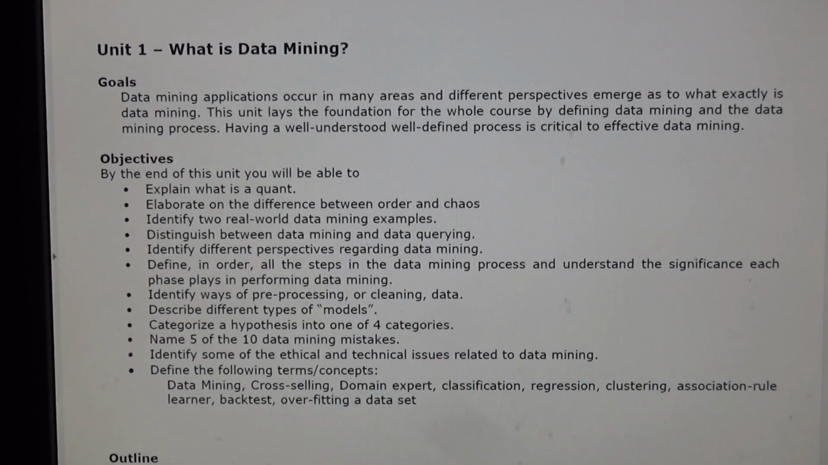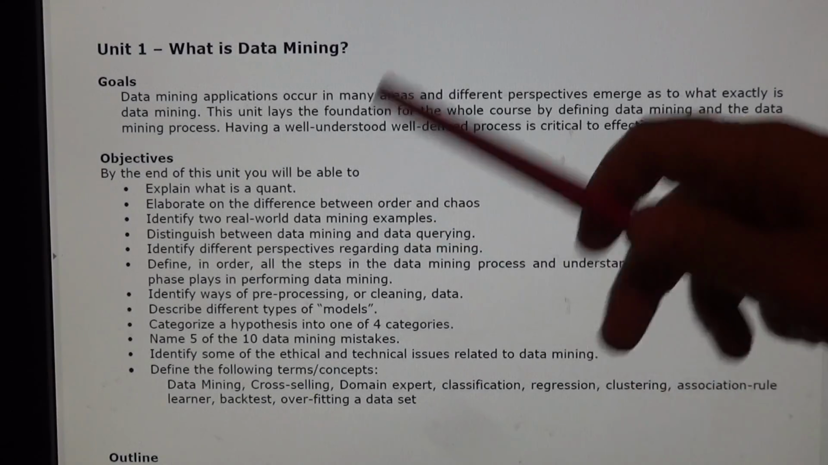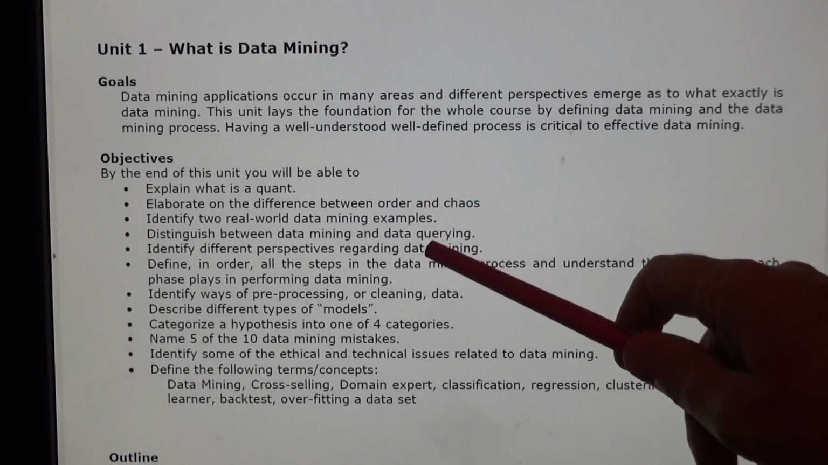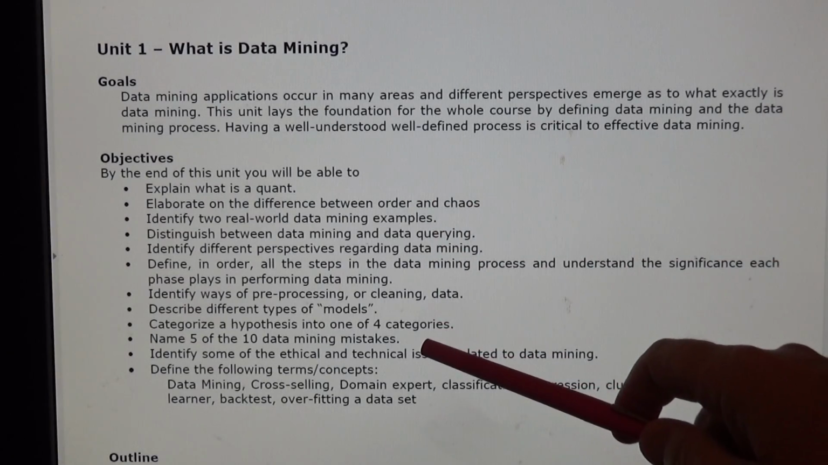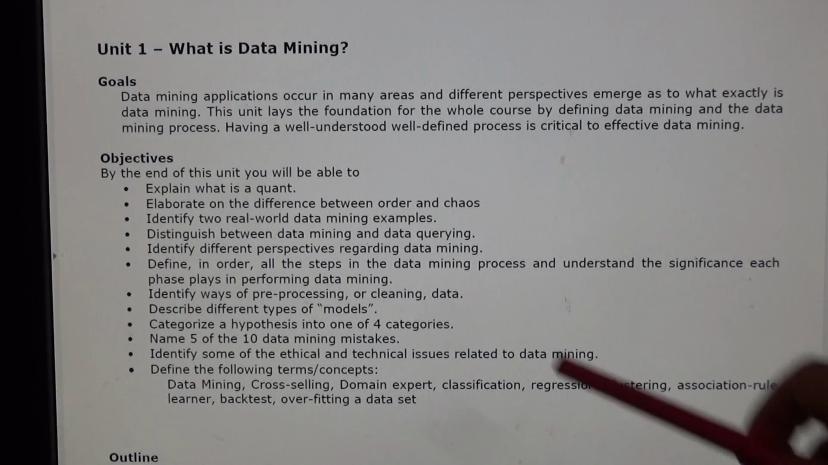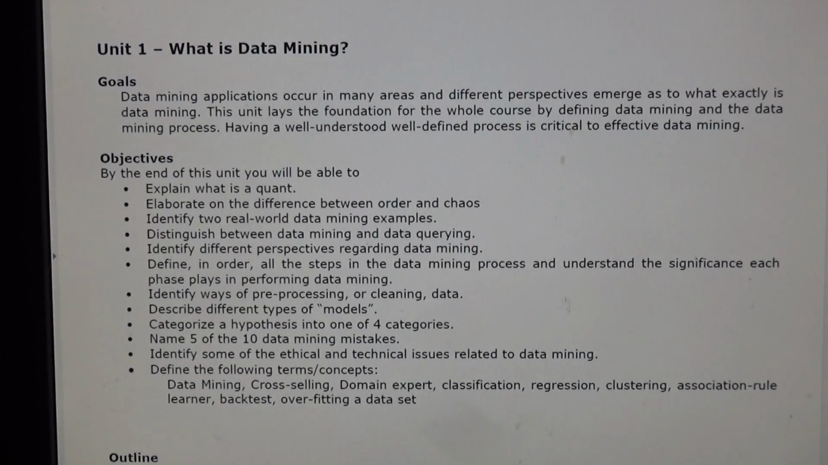What are different types of models? What are different categories for a hypothesis? Identify or name 5 out of 10 data mining mistakes, and what are some ethical and technical issues related to data mining. And then you'll see any terms here. And the idea is, as you go through the notes, you come back to these objectives, make sure you can answer each of these particular questions. Okay, so I put a lot of time into defining these questions as we go forward.